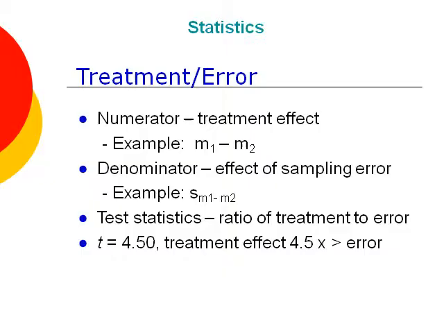So the major theme to learn from all this is that all test statistics we will study in this class are ratios of treatment to error. Thus, when we obtain a t-statistic of 4.5, we mean that our estimate of the effect of treatment was 4.5 times larger than our estimate of error.